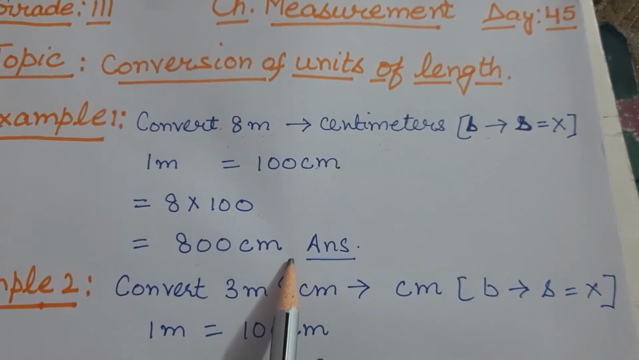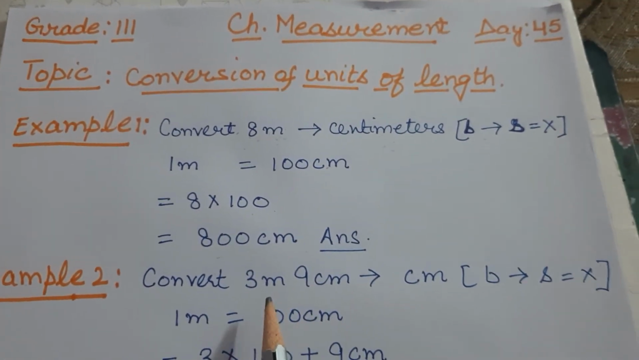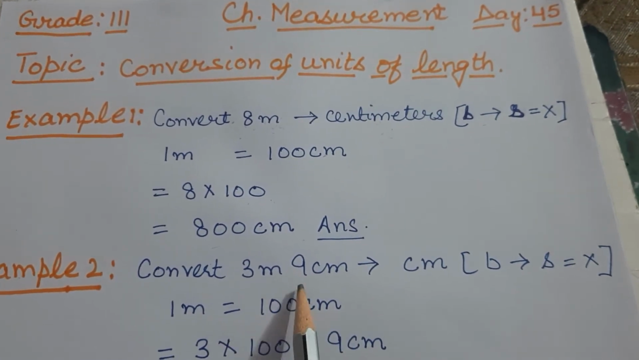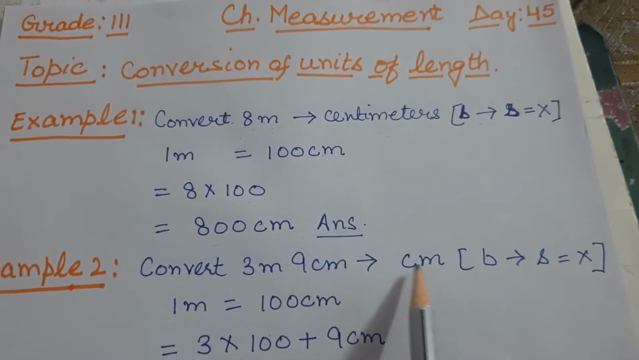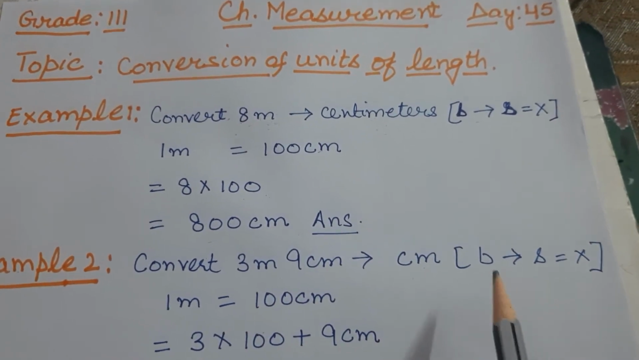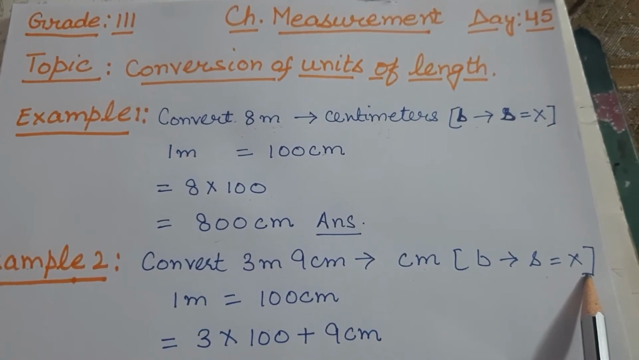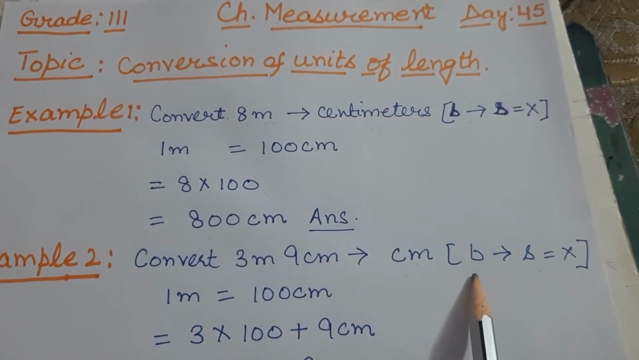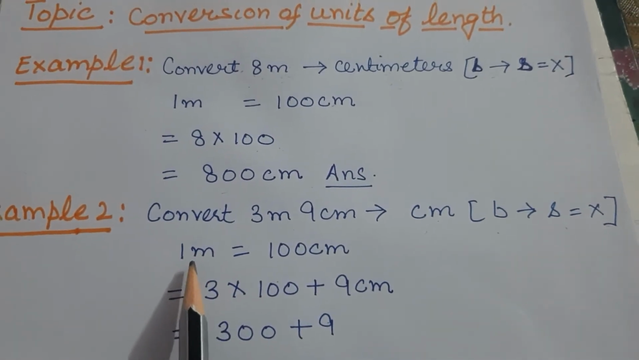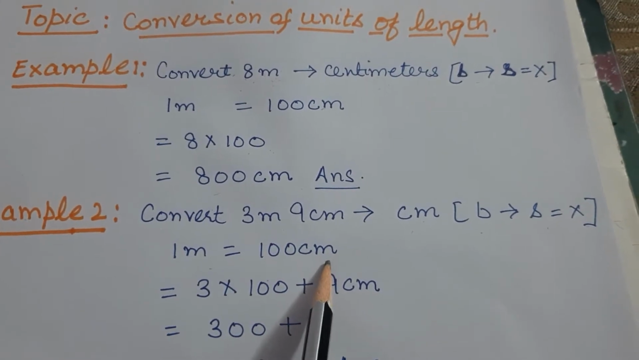That's all. Okay, so I'm taking one more example where meter and centimeter both are given. Here also I'm converting this into centimeter. It means meter to centimeter, again bigger to smaller unit. We will multiply. Better you write this step in bracket. First of all we will write their relation: 1 meter is equal to 100 centimeter.